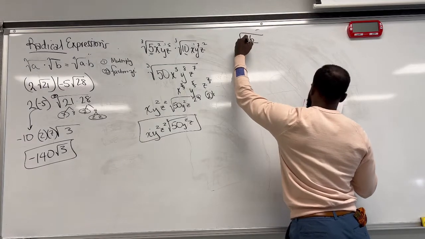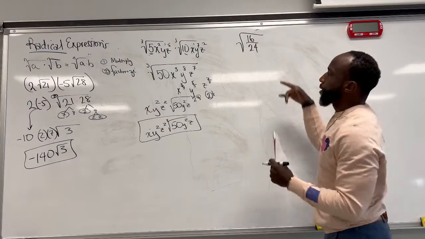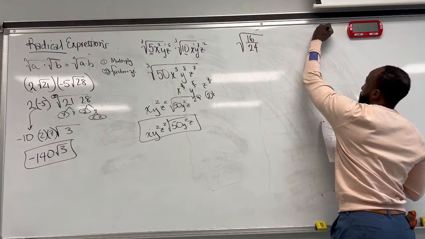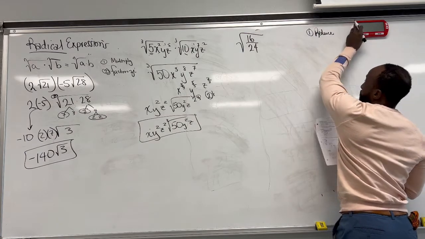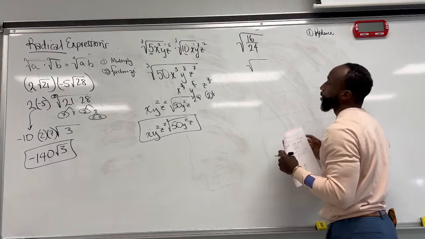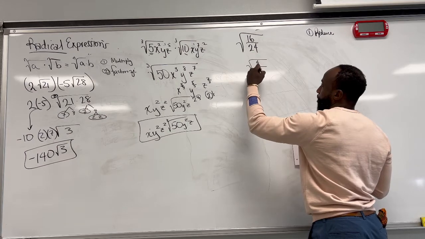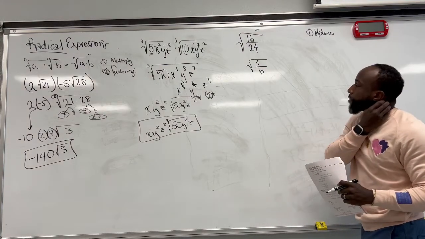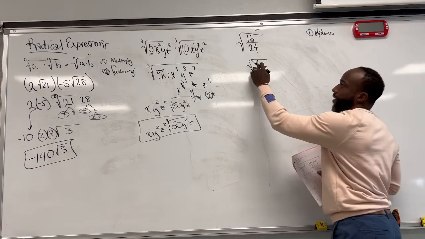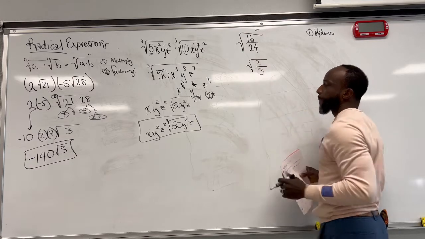We've got 16 over 24. First thing you want to do is try to reduce or simplify. So here, 16 and 24 are multiples of 4. So that 16 is going to be 4 at the top, and 24 is going to be 6 at the bottom. Now, we can simplify it again. That's going to be 2 and 3.